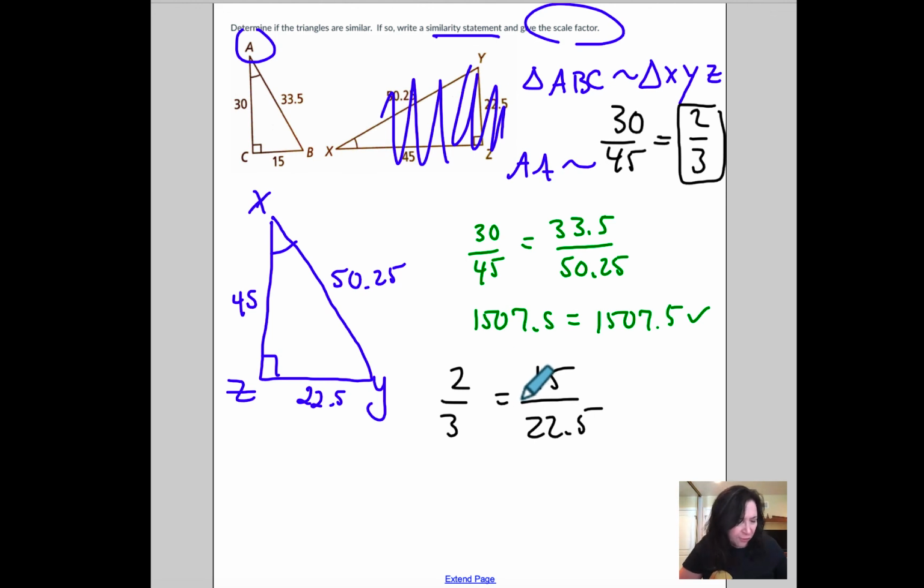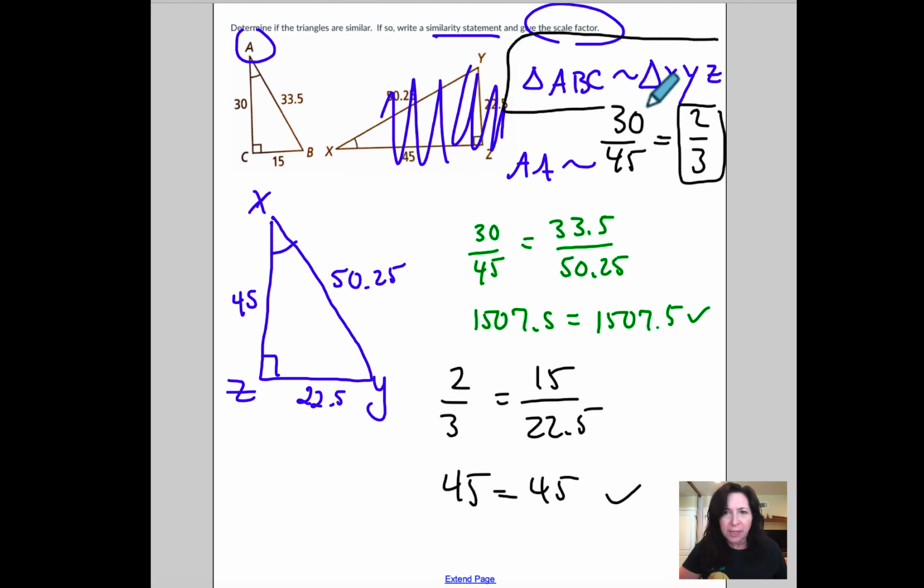Cross multiply, 2 times 22.5 is 45. Yes. And that equals 45. Check. And I believe I went all the way around. 2/3 is equal on both sides. So we're good. So yes, they're similar. So you would write your similarity statement, which we did, and you would need the scale factor, which is 2 to 3. And just a note, ratio of perimeter, 2/3. Ratio of area, 4/9, if they ask that.